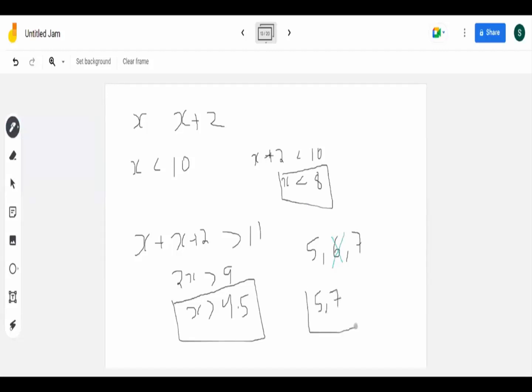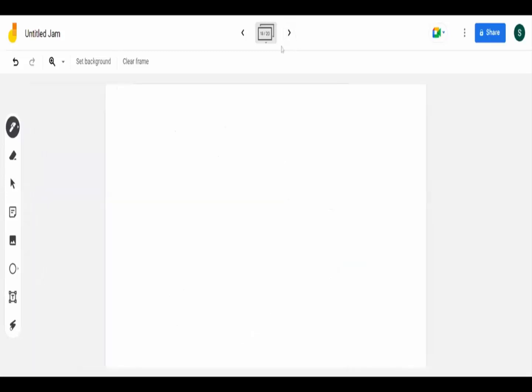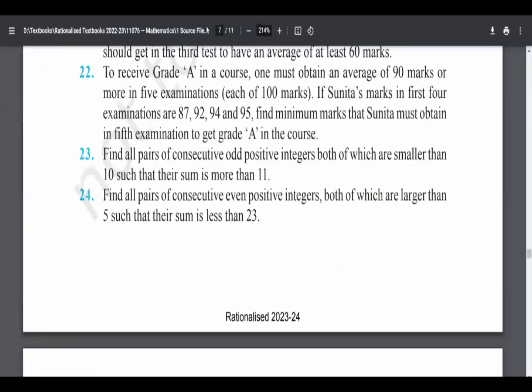You can verify it. Both the numbers 5 and 7 are less than 10, and the sum 5 plus 7, 12, is greater than 11. You must cross verify your answer. So 5 and 7 are our answers. Okay, so let us move to the next question. You can see what we do is first form an inequality, then solve it.